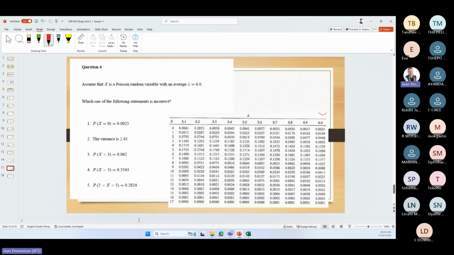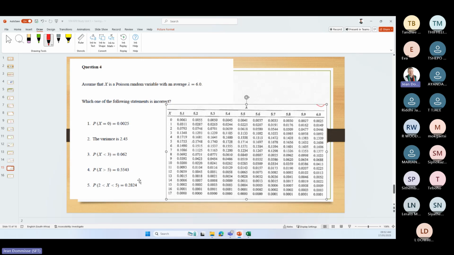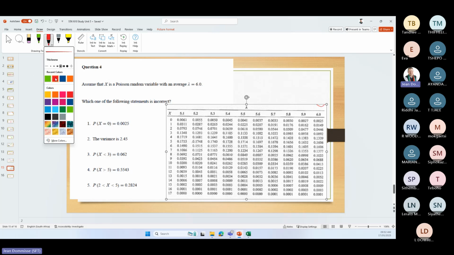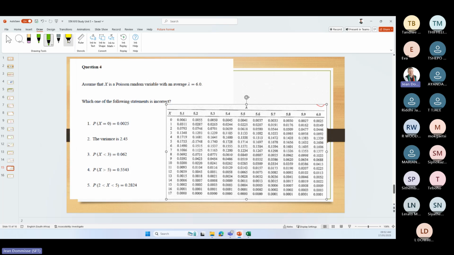And then the last one on Poisson, a bit of extra things included. So let's look at these ones. Let's first do a few. Poisson, where it is 6, so we're going to look at that. Where it is 100% equal to 0, 0.0025, correct. Okay, we'll skip the variance.